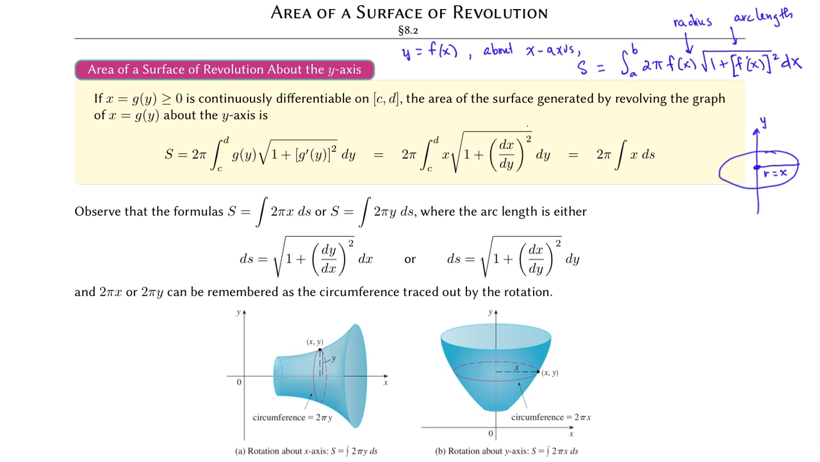In general, the area of the surface of revolution is the integral of 2 pi times the radius times the differential arc length. The radius can be either x or y depending on the axis of rotation, and the differential arc length is ds, which can also be expressed in terms of x or y. If we rotate about the x-axis, then the radius is y equals f of x. If we rotate about the y-axis, then the radius is x equals g of y.